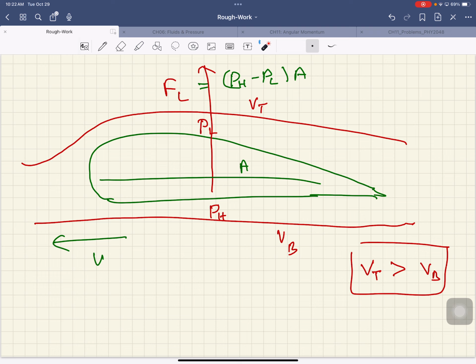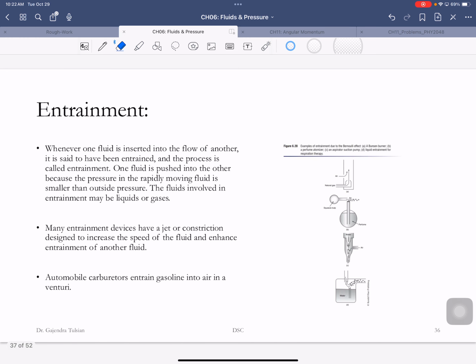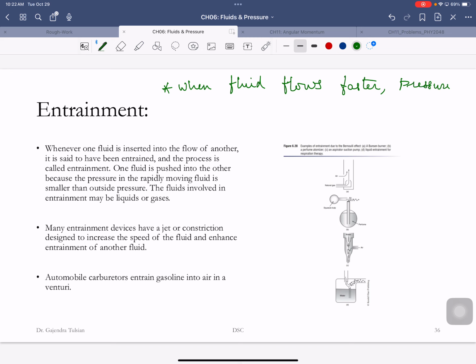All right, so again, what I want you to remember is if a fluid flows faster, the pressure at that location is lower. So when the fluid flows faster, the pressure there decreases. By the way, the flow must be non-turbulent and irrotational. So here we'll use that formula. When a fluid flows faster, pressure drops. Okay, so we use this idea in several places.